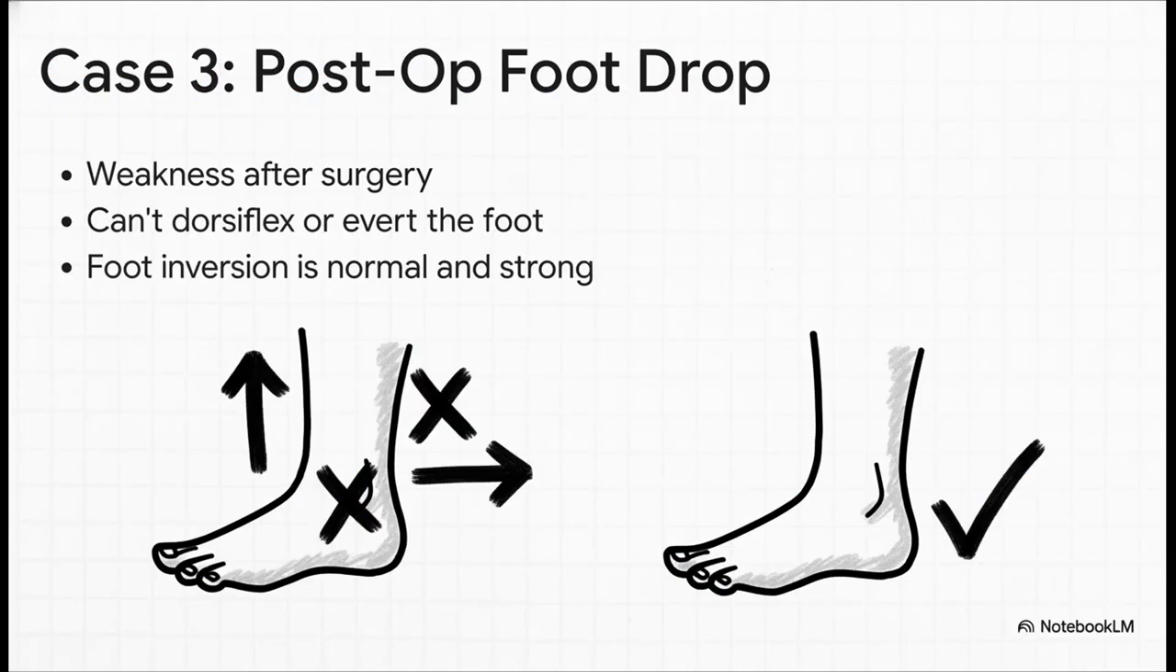So you've got a patient, they just came out of a long surgery, and they notice something's wrong with their foot. They can't lift it up at the ankle, no dorsiflexion. They also can't turn it outwards, evert it. But here's the kicker. When you ask them to turn their foot inwards for inversion, that movement is perfectly normal and strong. So, which nerve is in trouble?